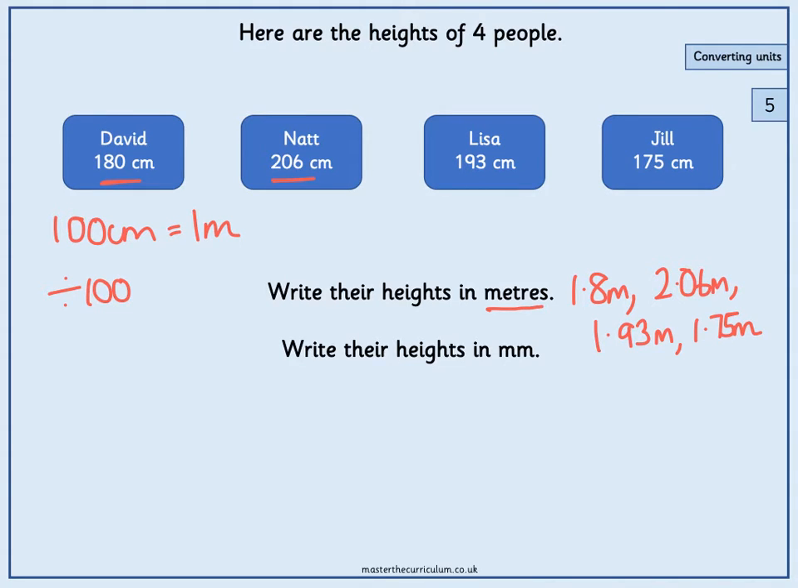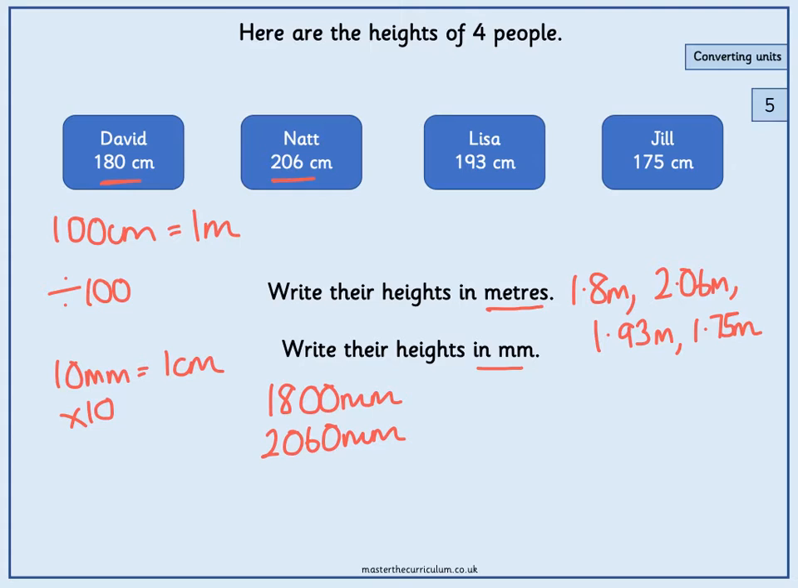Okay, now you've got to write their height in millimeters. So how many millimeters? I know that there are 10 millimeters in 1 centimeter. So in order to work this out, I'm going to have to times by 10. And we know when we times by 10, each digit moves 1 place to the left. So David was 180. 180 times 10 would be 1,800 millimeters. Nat would be 2,060 millimeters. Again, you must write that unit of measurement.